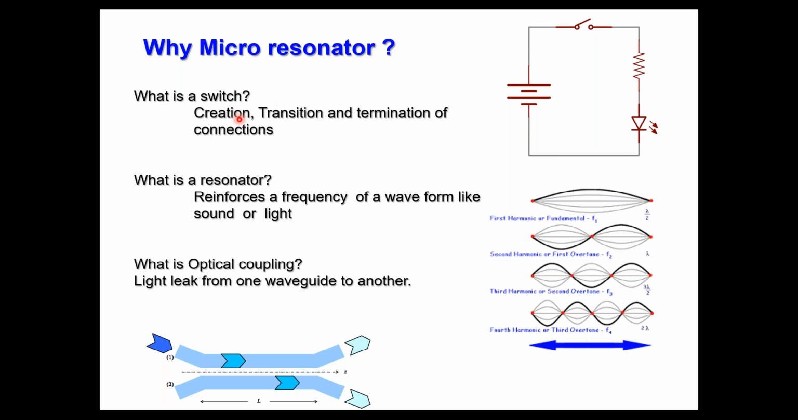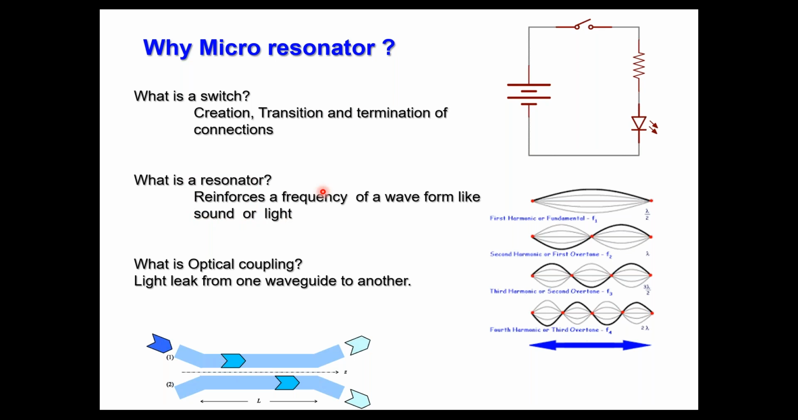So we know a switch is used for creation, transition, and termination of connections in electronics or electricity. In the same manner, you can make use of a micro resonator as a switch. We will see how it actually happens. We can input light into such a micro resonator at certain conditions.